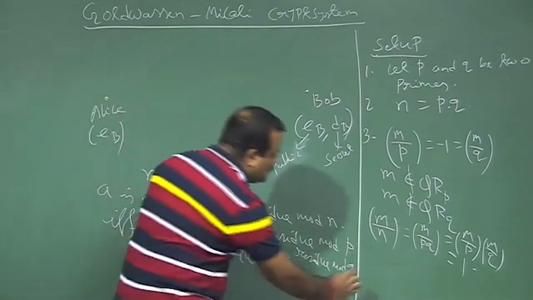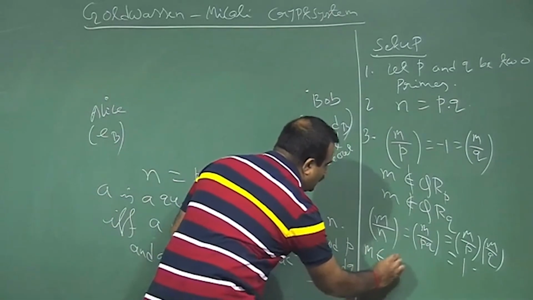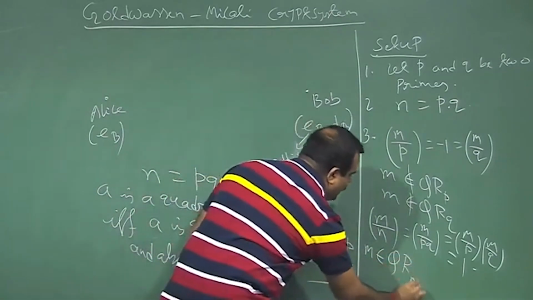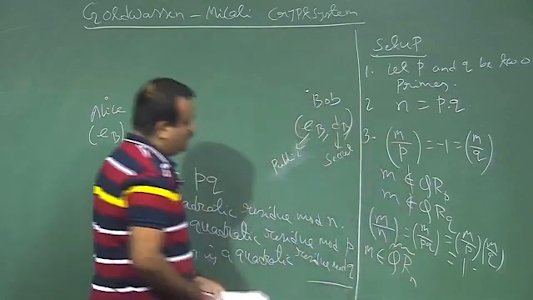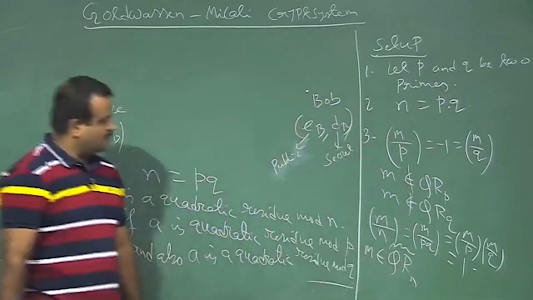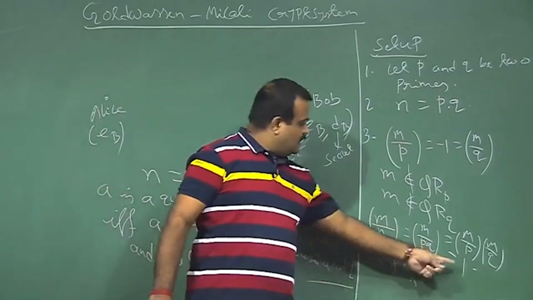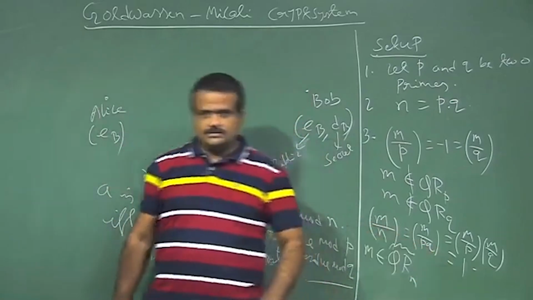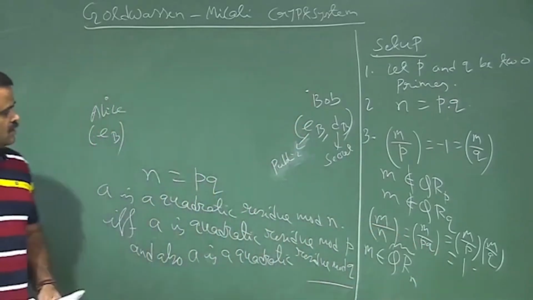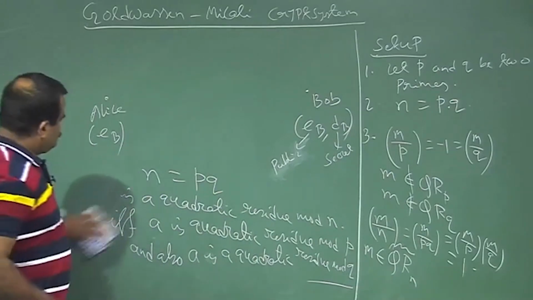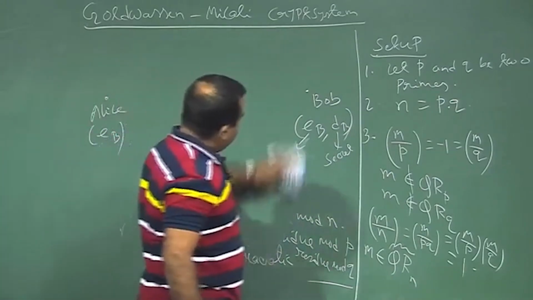So M belongs to this set, which we can define as the pseudo quadratic residues, QR of N. It is not a quadratic residue, although we are getting this Jacobi symbol as 1. So this is called pseudo quadratic residue. Okay, so this is the setup phase.